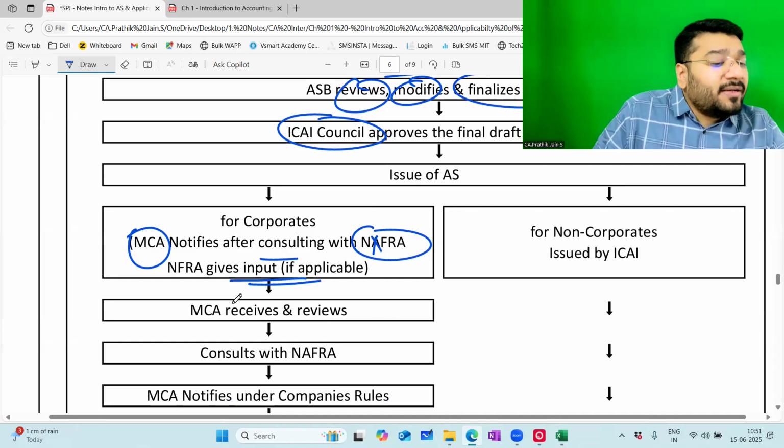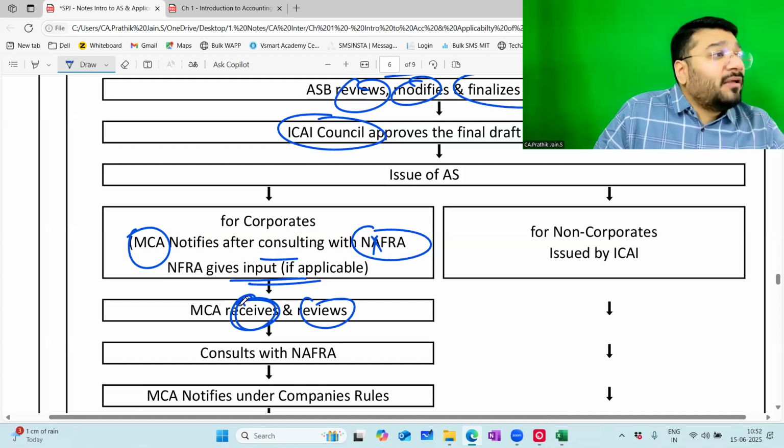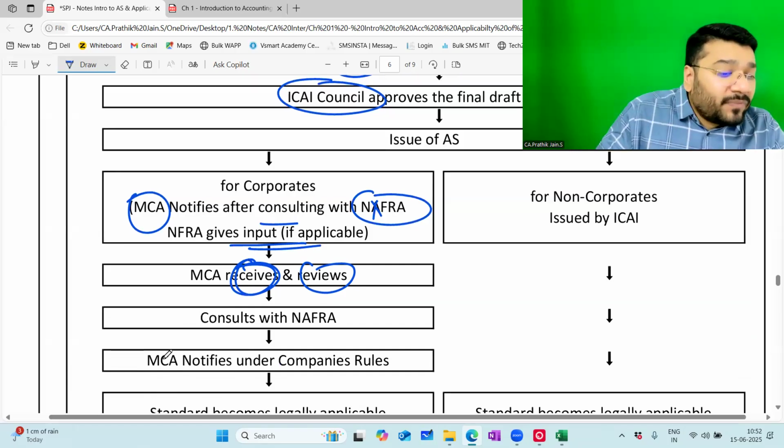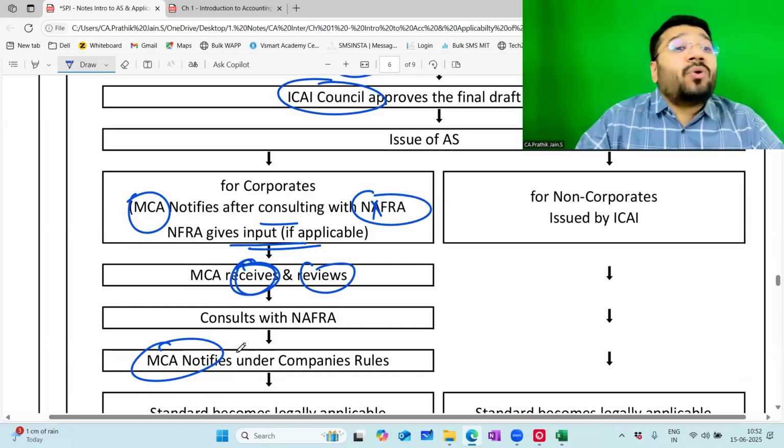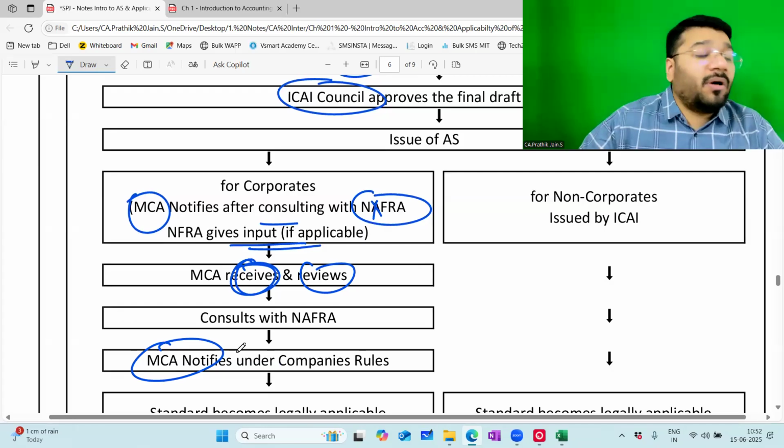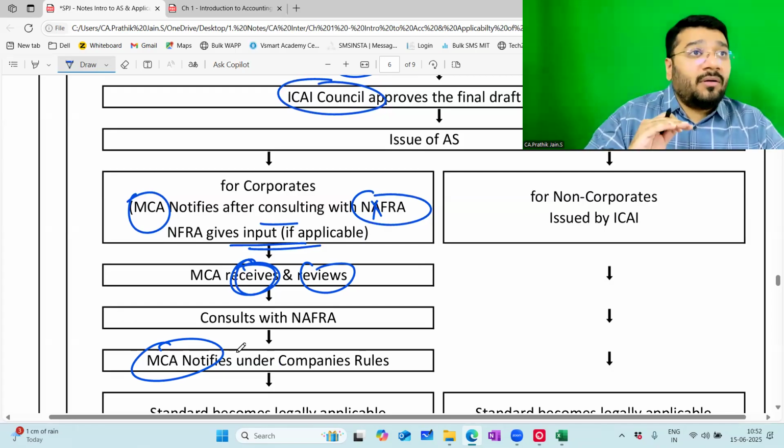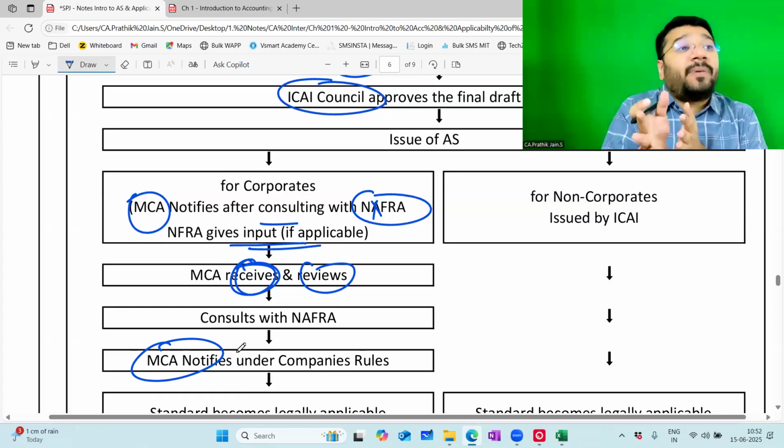So after we receive the inputs from NFRA, that is, after they review the document and give their inputs, what do we do? MCA will give these inputs to whom? ICAI will again modify whatever is required, and finally they'll resubmit the document to MCA, and MCA will finally notify. So where is this notification uploaded, or rather, incorporated in the law?